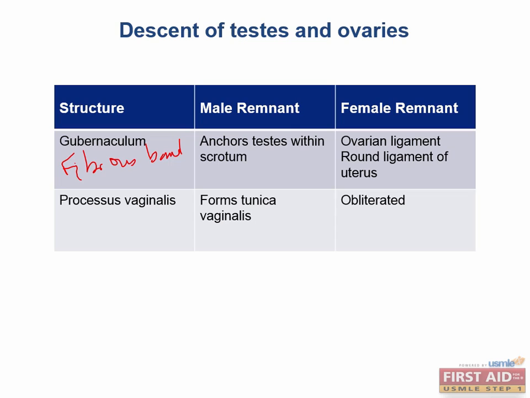In females, the evagination of the peritoneum is completely obliterated. On that note, we are done with reproductive embryology. I have a few questions lined up for you here for practice purposes. See you guys for anatomy.